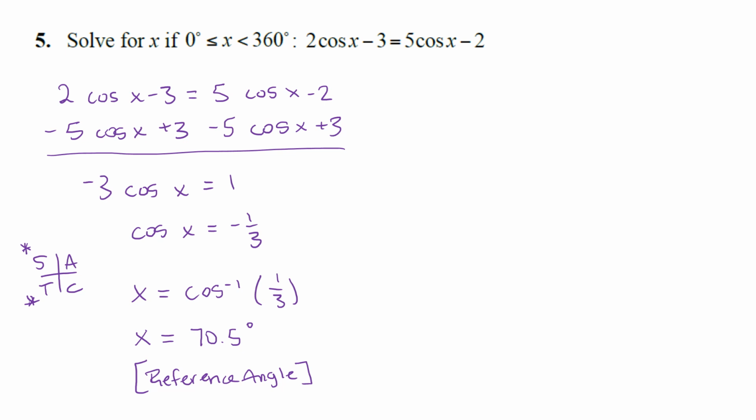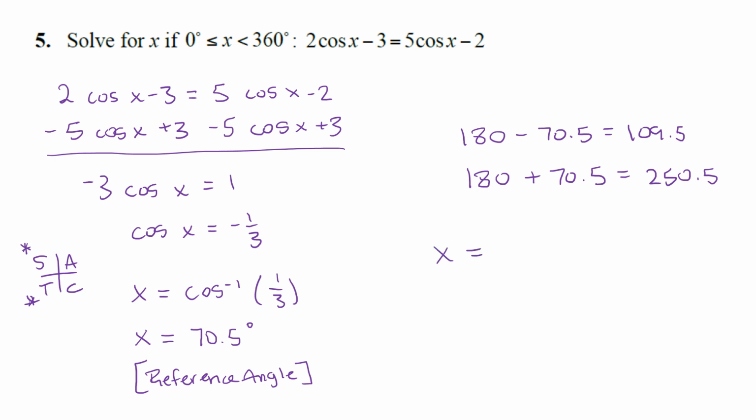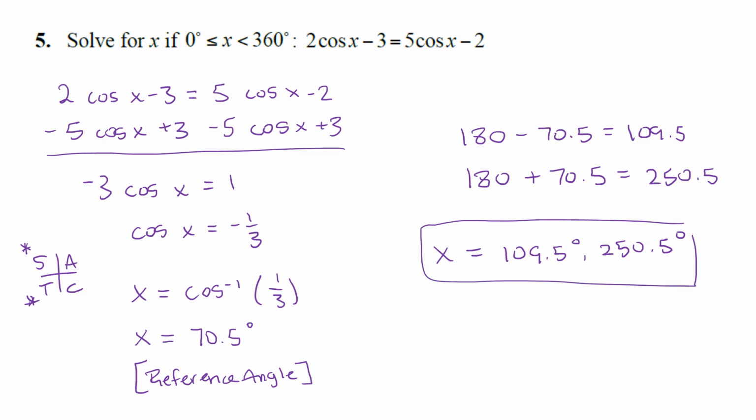Okay. So, since we want an angle measurement in quadrant 2, we will take 180 degrees and subtract our reference angle, which will get us 109.5. And then for quadrant 3, we will add 70.5 to 180 to get 250.5. Therefore, x are the measurements 109.5 degrees and 250.5 degrees. Awesome.